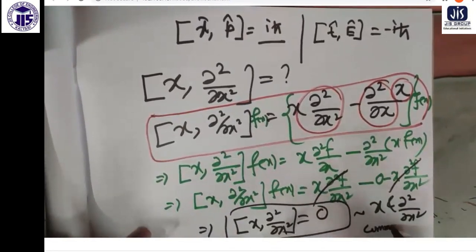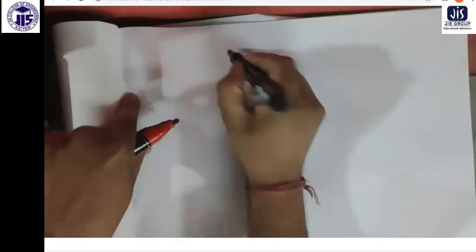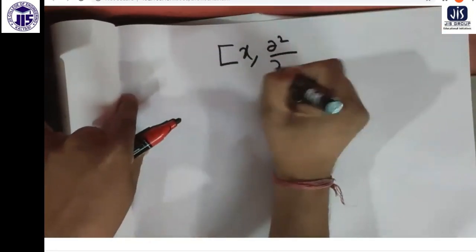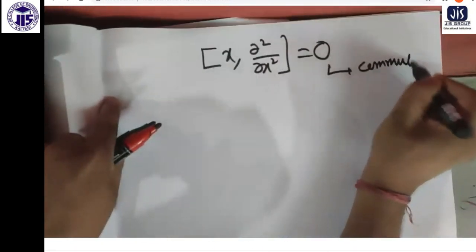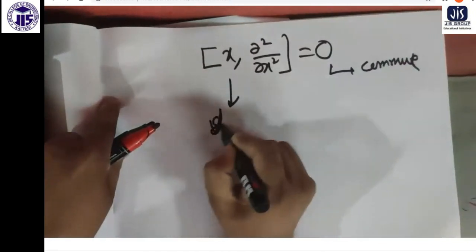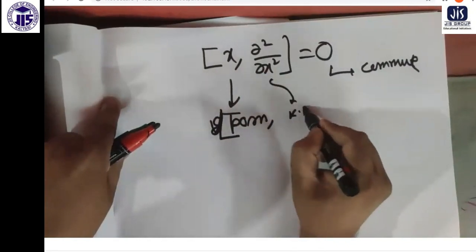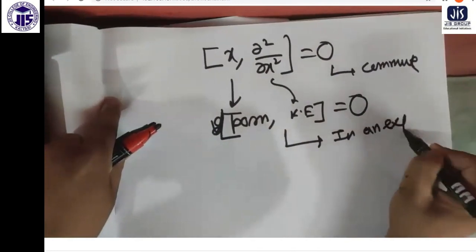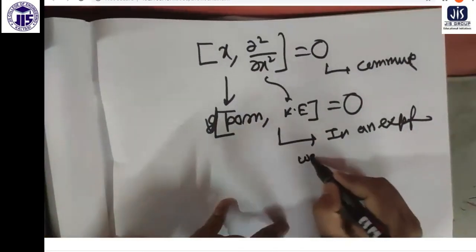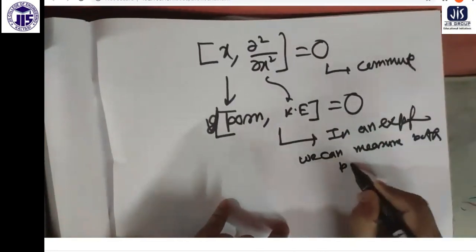Now the question is what is the physical meaning of it? The physical meaning is that x and d²/dx² commute with each other. It means x is connected with position and d²/dx² is connected with kinetic energy. So position and kinetic energy are commuting. So that means in an experiment, we can measure both position and energy together.